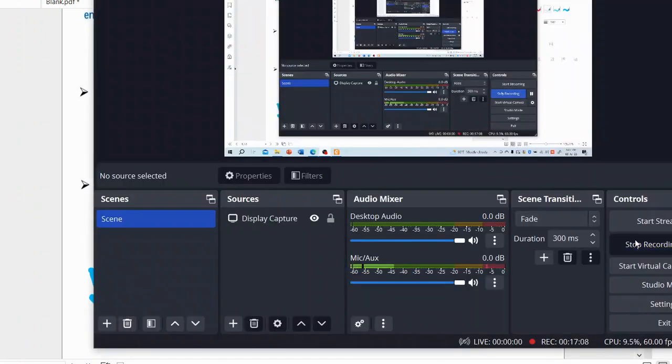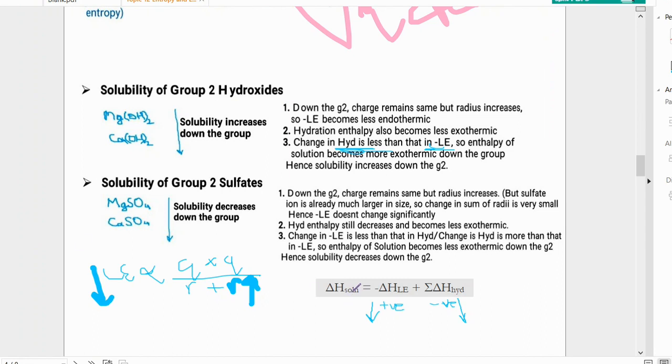Okay, so we are back with a better explanation. English isn't my first language, but what I was trying to say was that the lattice dissociation enthalpy definitely becomes less endothermic. The positivity of this decreases, it becomes more negative. And the hydration enthalpy becomes less negative, but the decrease in its negativity is much less. So as a result, the net effect is that the negativity of the enthalpy change of solution increases.